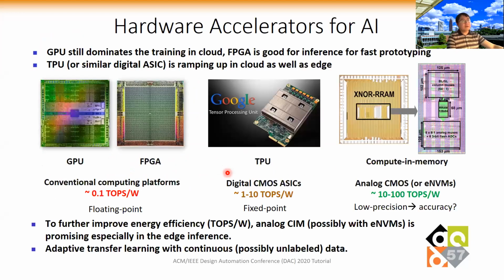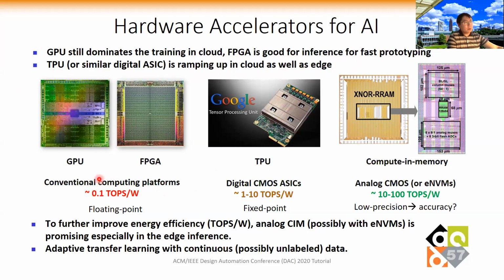All right, so this is the motivation for hardware accelerators for artificial intelligence or machine learning. As you are aware, the GPU still dominates the training in the cloud. We see that FPGA is becoming a good choice for inference, especially if you want to do faster prototyping, because the network models are developed at a very fast rate. Also, we see that digital ASIC solutions, for example Google's TPU, are ramping up in both cloud as well as the edge.